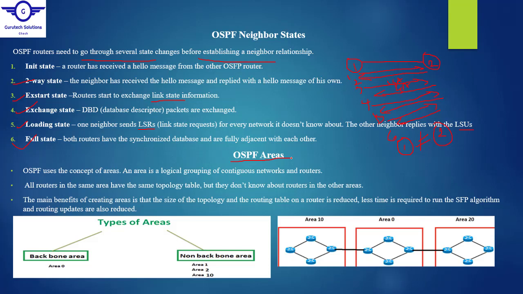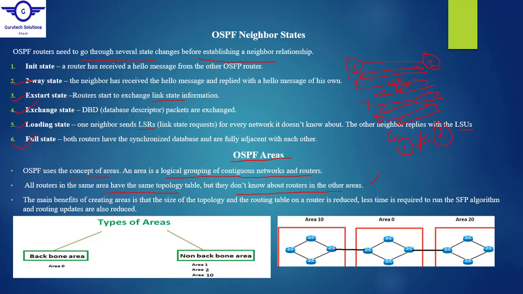Guys, area is a very important concept in OSPF, and basically OSPF uses the concept of areas. An area is just a logical grouping of contiguous networks and routers, how you can logically group your devices in the network. All routers in the same area have the same topology table, but they don't know about the routers in other areas. So let's use this diagram to describe point number 2.